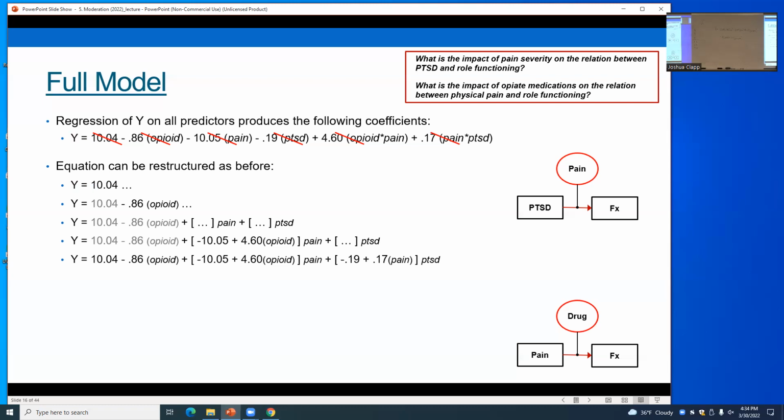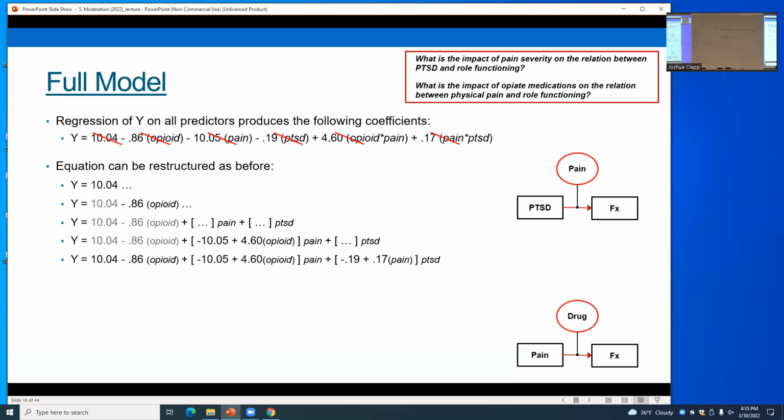Okay. So here within this, I might find that I have evidence for both of these interactions coming up, which is saying simultaneously that the relation of pain on functioning depends on opiate use, or opiate use on functioning depends on pain.